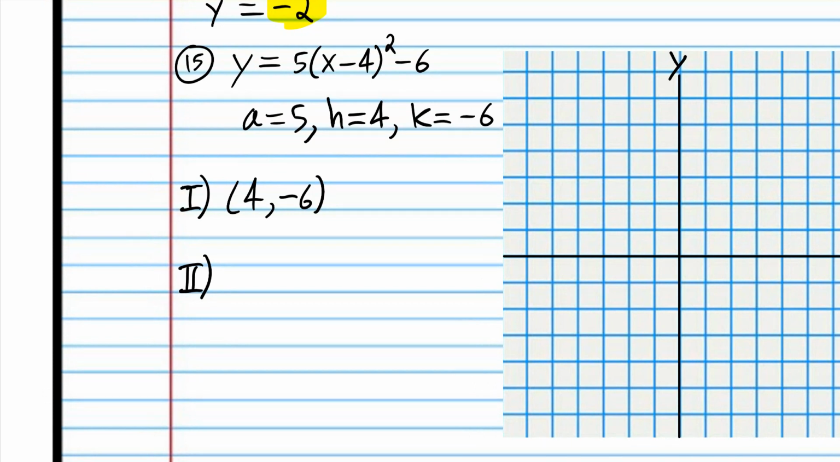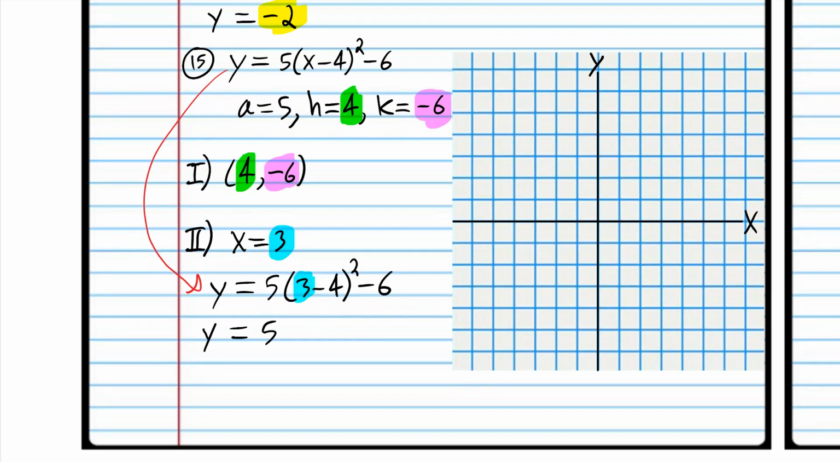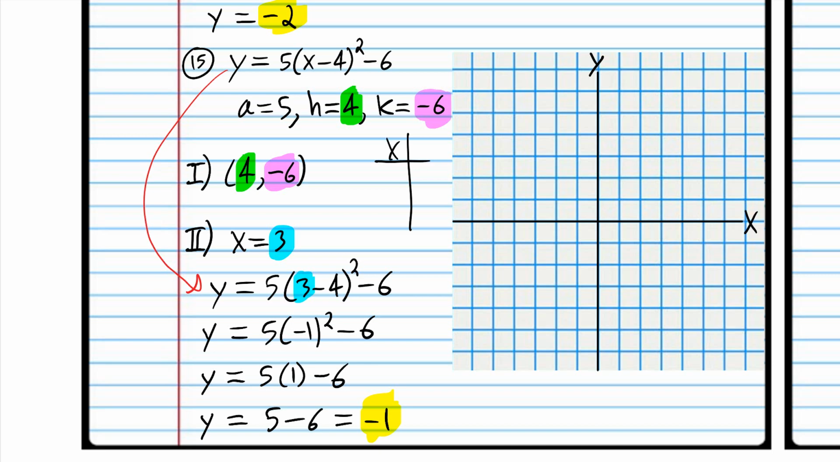So that's pretty easy. The second step is to find another point. I'm going to try x equals 3. Then we plug 3 into the original equation to find the corresponding y value. y is equal to 5 times (-1)² minus 6, and (-1)² is 1. And 5 times 1 is 5, minus 6 equals -1. Now we can make a table to keep track of the points that we're graphing. We have (4, -6) and (3, -1).